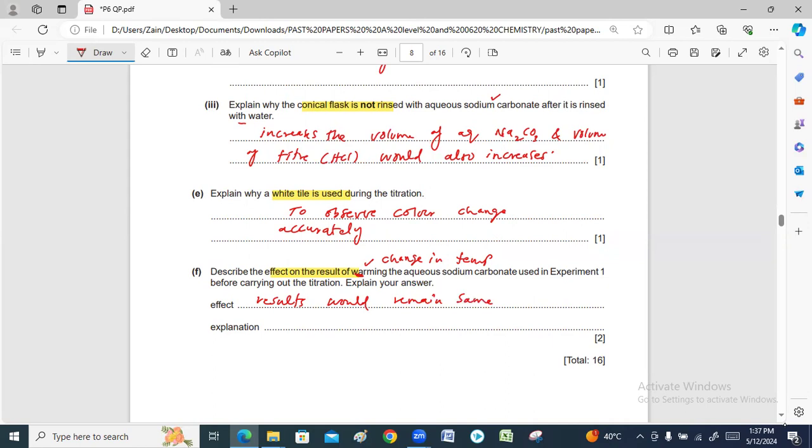Results will remain the same. Only time decreases. The reaction becomes fast. Why would the results remain the same? Because the concentration of the sodium carbonate does not change. Concentration of aqueous sodium carbonate does not change, so the volume will remain the same.